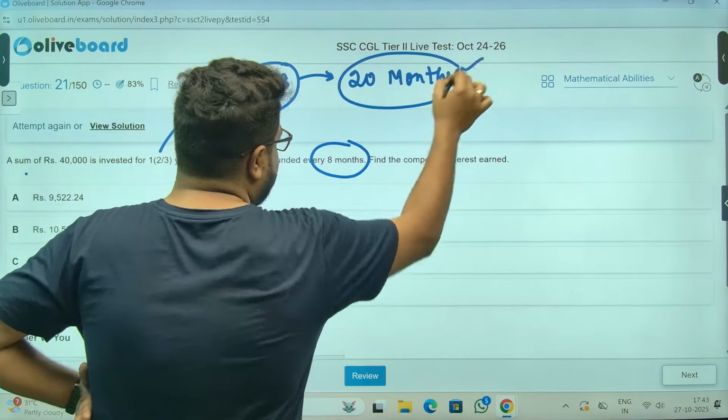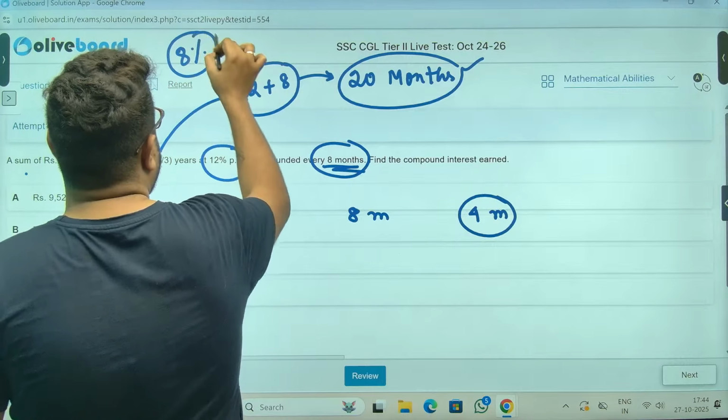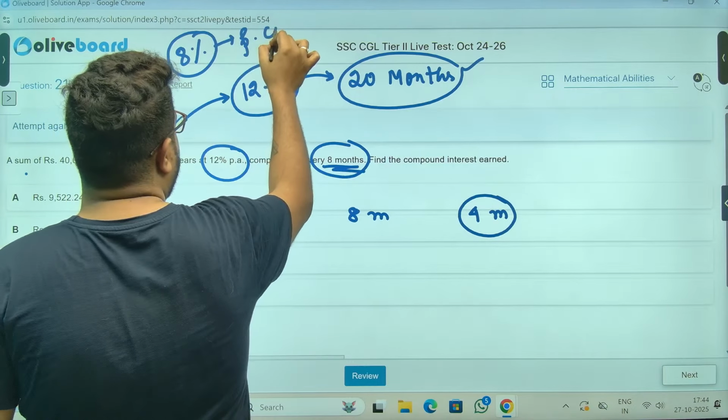So ultimately it will happen like this. 8 months, 8 months, then there will be this 4-month period, half a year, or half compounding. 12% per annum means every month 1%, 12 months 12%, 8 months 8%. Ultimately my interest per compounding is 8% on 40,000 rupees.